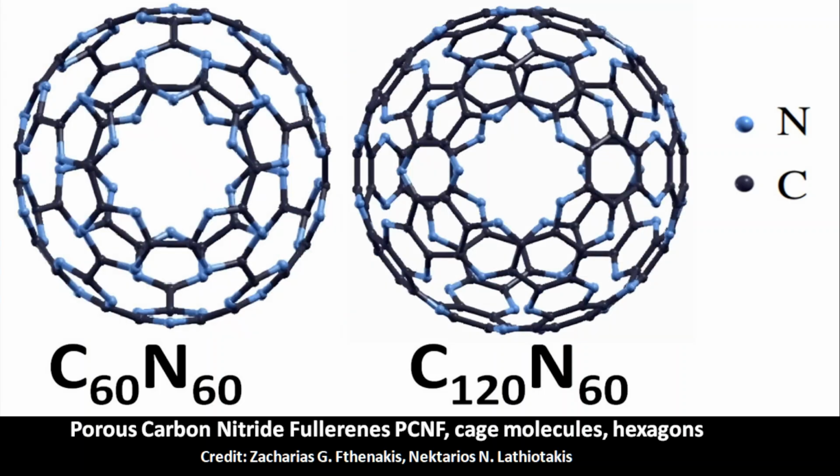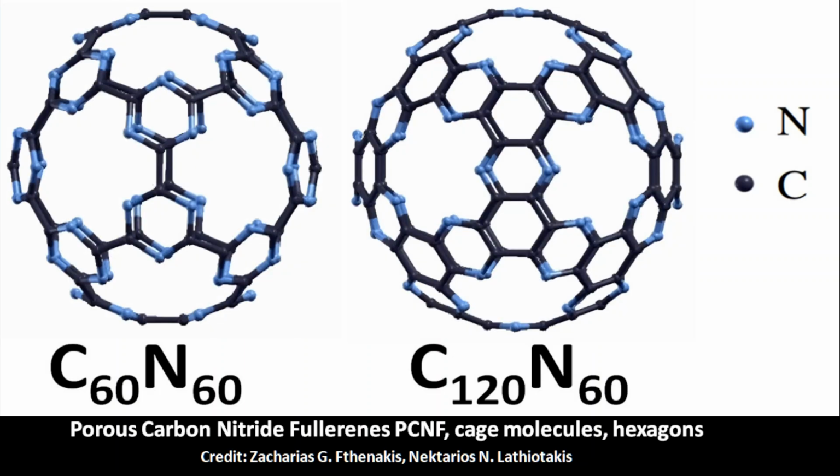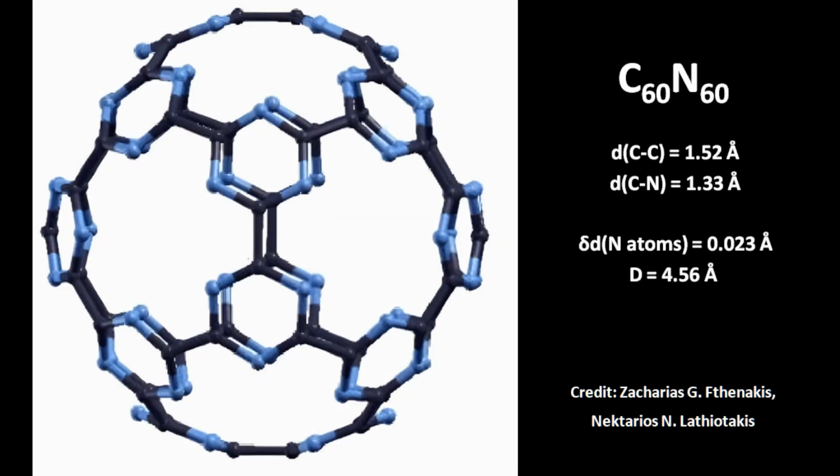Porous carbon nitride fullerenes, PCNF, are a novel family of porous kite molecules. In a new theoretical study, the properties of these compounds were predicted using density functional theory. In contrast to fullerenes, PCNFs contain hexagons only but no pentagons. This is the structure of the molecule C60N60 from two different perspectives.